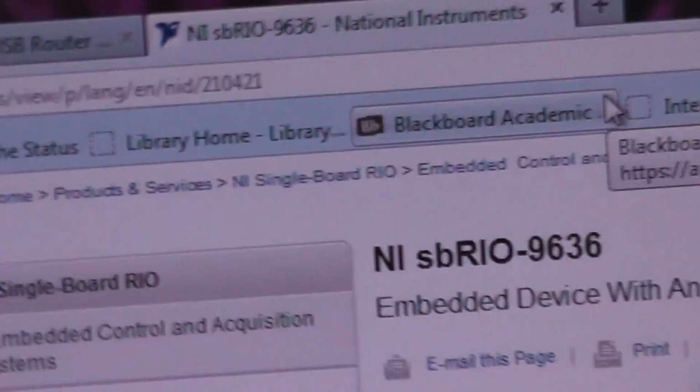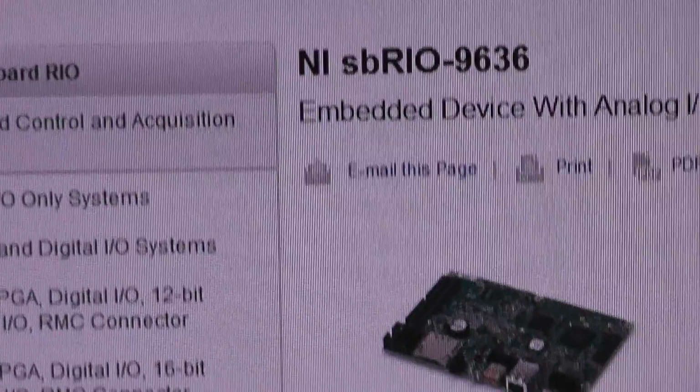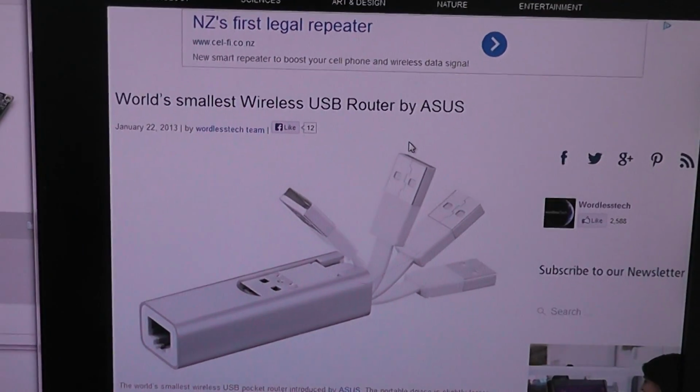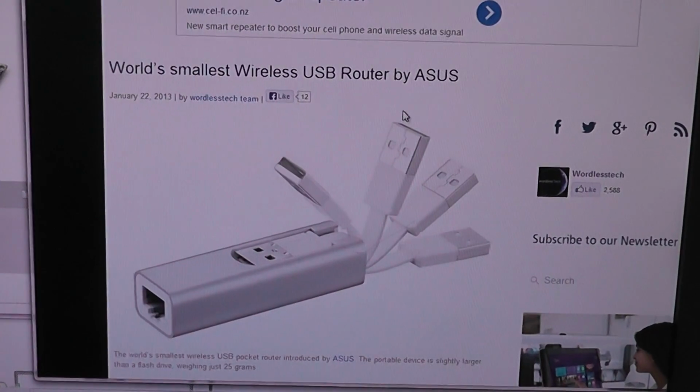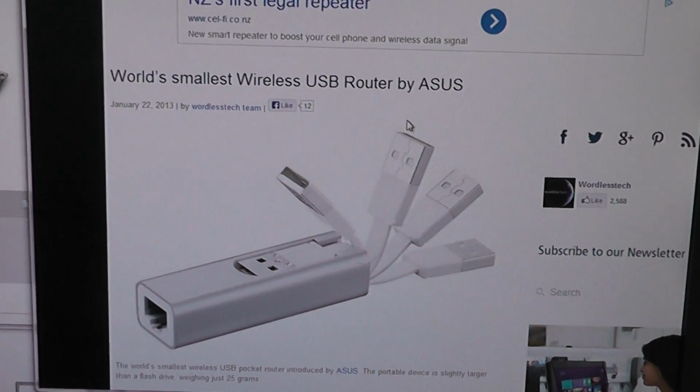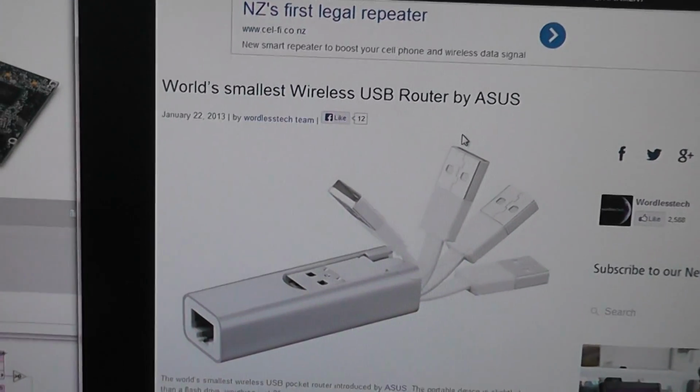And the other thing I'm using is this little router down here, if you can see it. It's a little USB device. It's advertised as the smallest router in the world. Let's have a look and see. There it is here. It's the 8x ASUS, and it's the world's smallest wireless USB router, according to this information on January 2013.